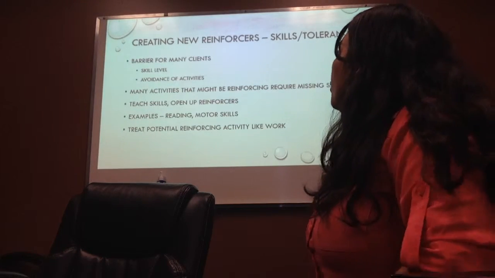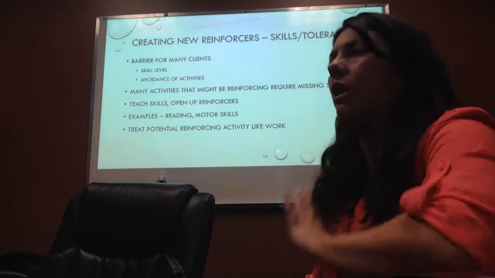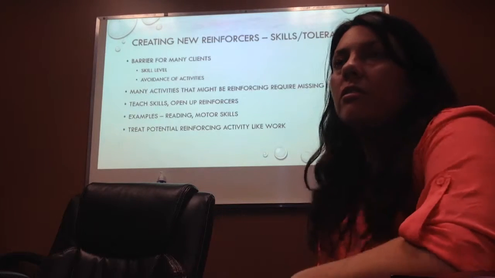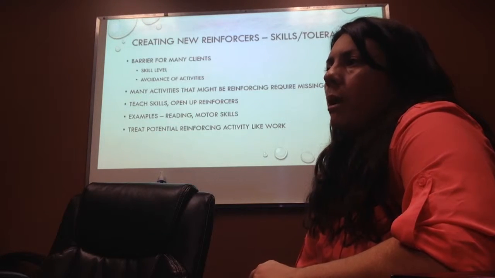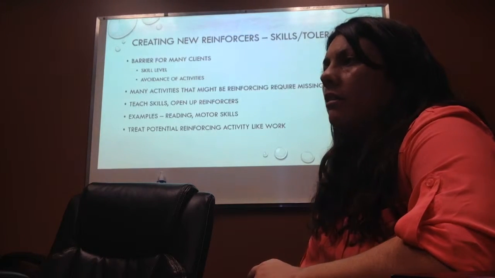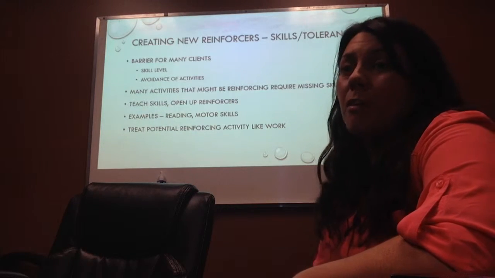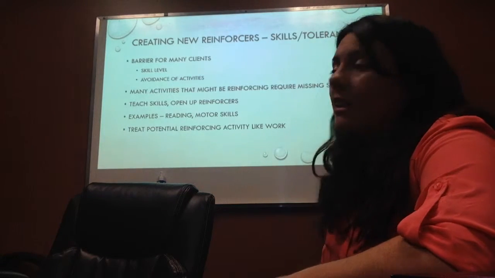So, creating new reinforcers. Another way to do it, a lot of the reason is because a lot of our kids don't have the skills to participate. If you talk to a 4th grade kid, baseball or softball might be a reinforcing activity for them. They'll work to go participate in that. Baseball is a very complicated game for a kid with autism sometimes. So sometimes it's a skill barrier.